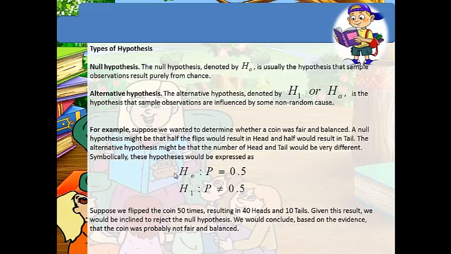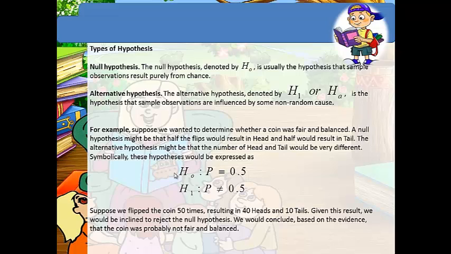The alternative hypothesis, denoted by H sub 1 or H sub A, is the hypothesis that sample observations are influenced by some non-random cause. This is the affirmation of the existence of an observed phenomenon, and it is always stated in a positive form. Therefore, the null hypothesis and the alternative hypothesis are opposites. However, null hypothesis is stated negatively, while the alternative hypothesis is stated in a positive way.